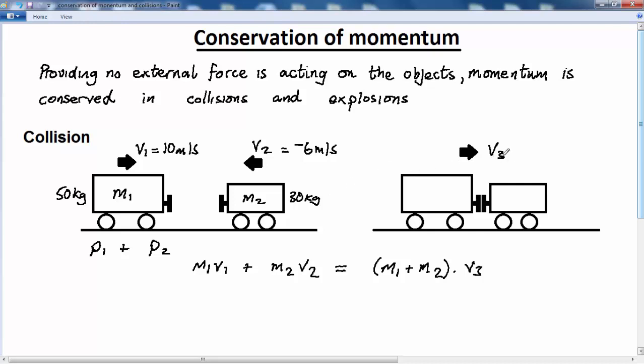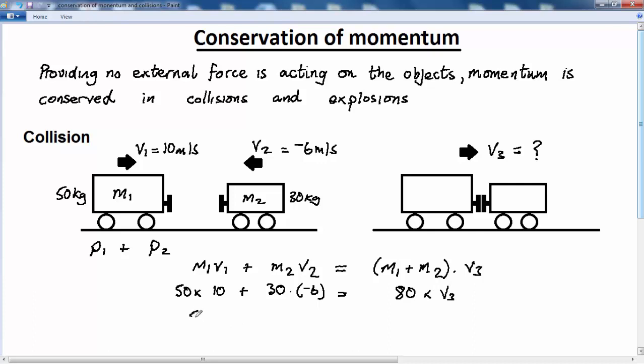So we want to find out v3, and so the two trolleys stick together, and what we want to find is with what velocity they then move. This is a typical sort of problem. So we plug these values into our equation now. We have 50 times 10 plus 30 times minus 6 equals 50 and 30 are 80 times v3, which is what we want to find.